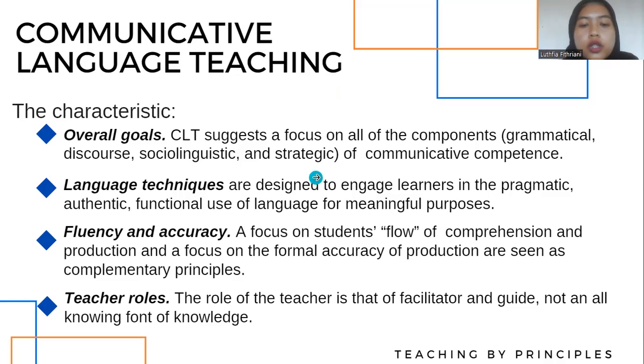The second is language techniques. The language techniques are designed to engage learners in the pragmatic, authentic, functional use of the language for meaningful purposes. The third is fluency and accuracy. A focus on student flow of comprehension and production and a focus on the formal accuracy of production are seen as complementary principles. Fourth is teacher role. The role of the teacher is as facilitator and guide to the student.